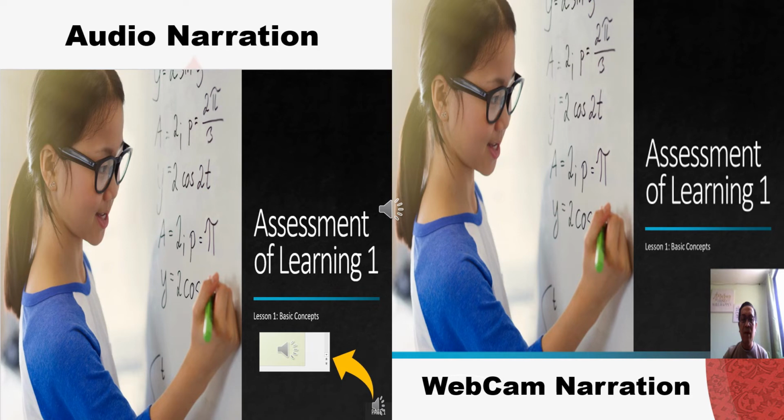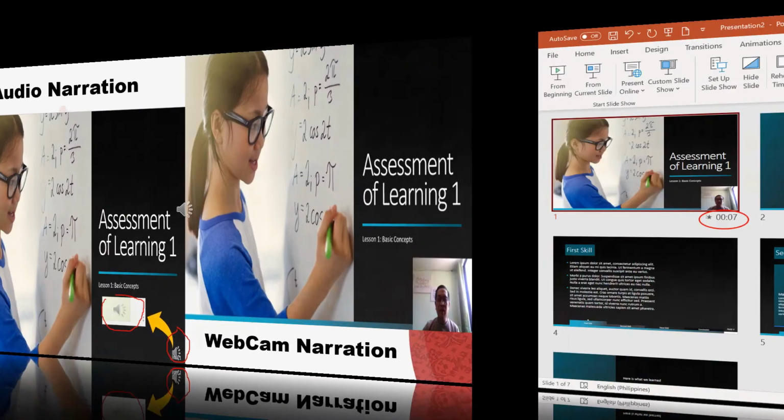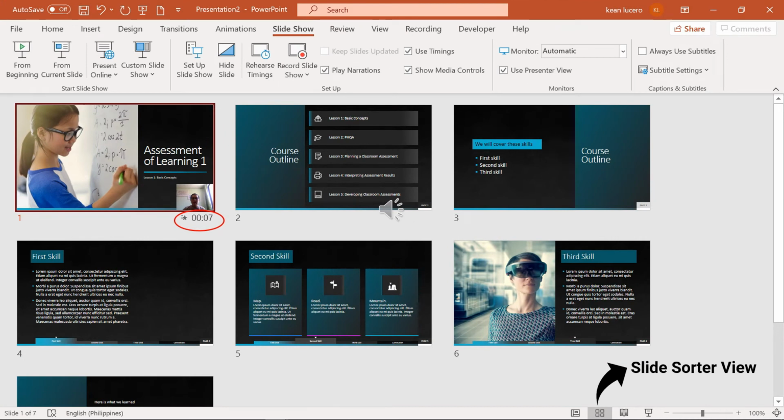When you finish recording your narration, a small picture appears in the lower right corner of the recorded slides. The picture is an audio icon, or if the web camera was on during the recording, a still image from the webcam is shown. The recorded slideshow timing is automatically saved. If you want to see it, just switch to slide sorter view. You will see the timings listed below each slide.